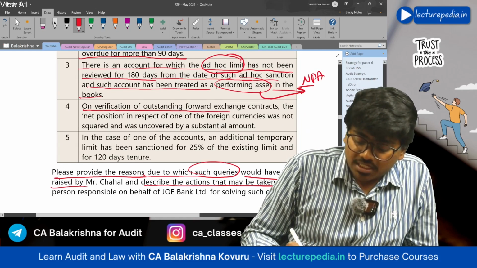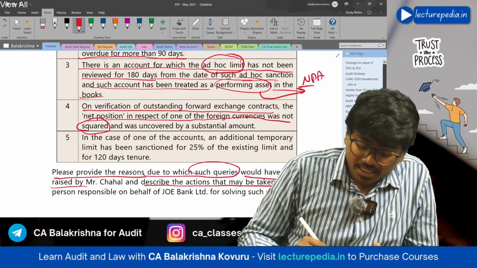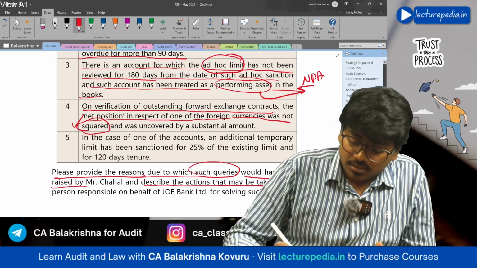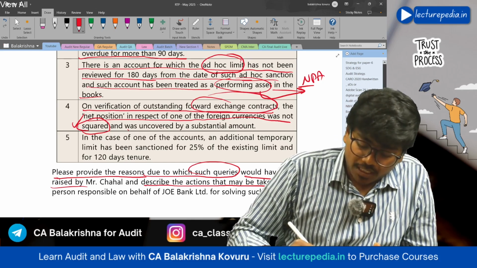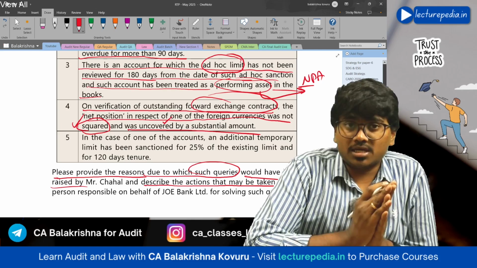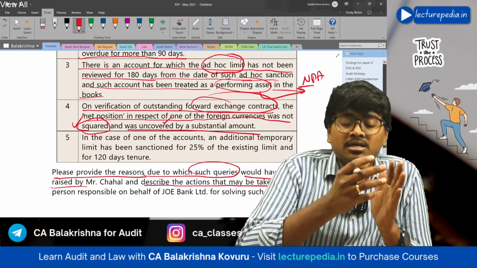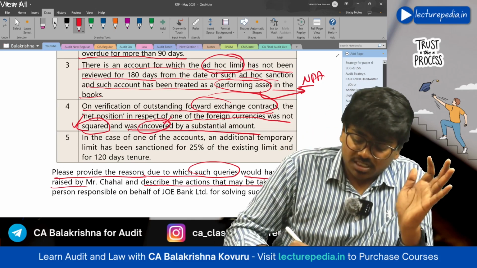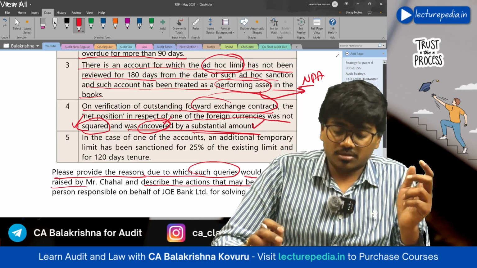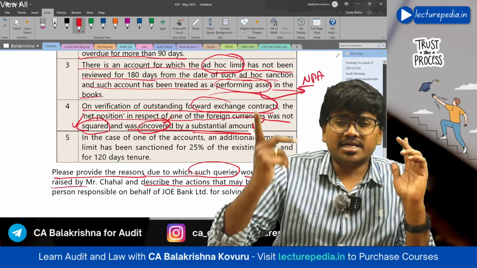Next, on verification of outstanding foreign exchange contracts, the net position in respect of one of the foreign exchange currencies was not squared up. You need to square up as per the provision. The difference in the forward exchange contracts was uncovered by a substantial amount. The difference in the forward exchange contract should be covered by the substantial amount, but here it is not covered. So the resolution is to cover the amount and you should also square up the contract. Square up means settling the contract.